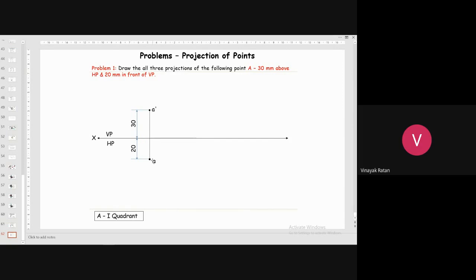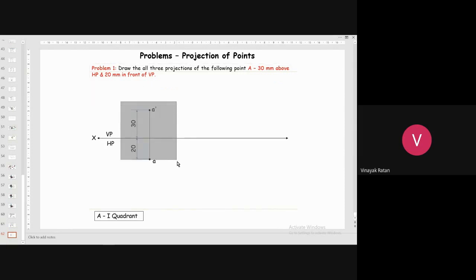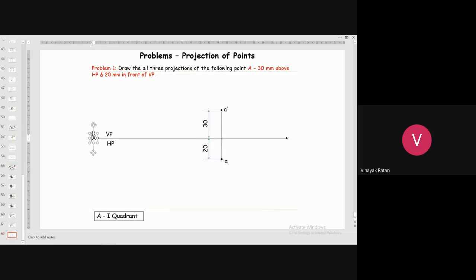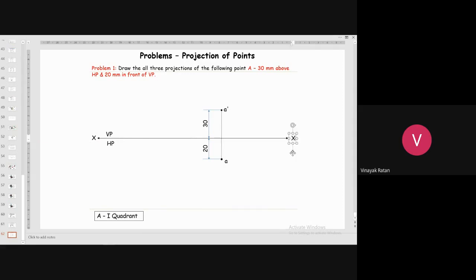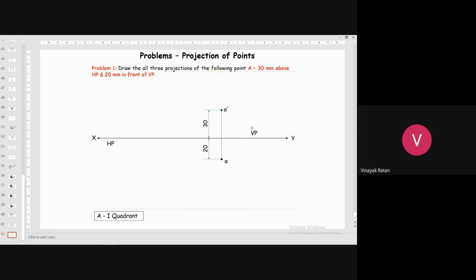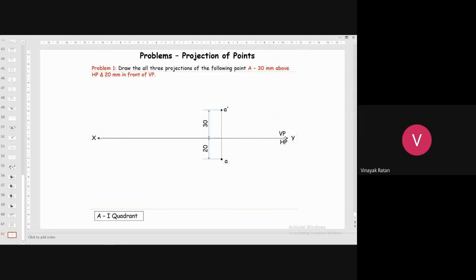So this is the front view and this is your top view. Let me just move this a little here, because I'll be drawing right side view. Right side view will fall on left profile plane. Let me just draw here X and Y. Let me just move this vertical plane here and horizontal plane over here. Now you can easily draw this.